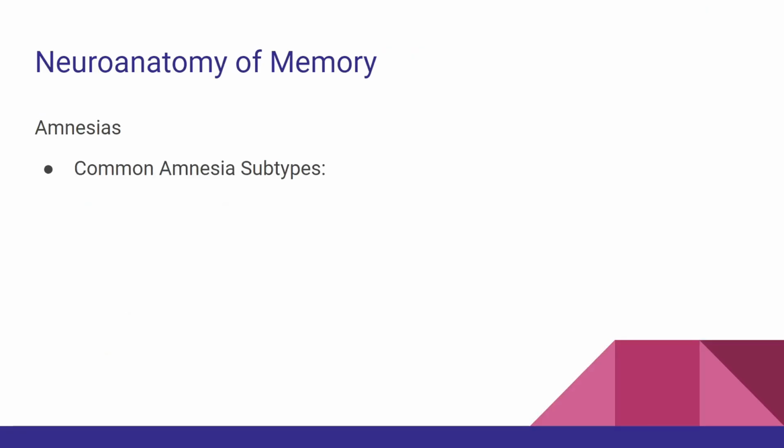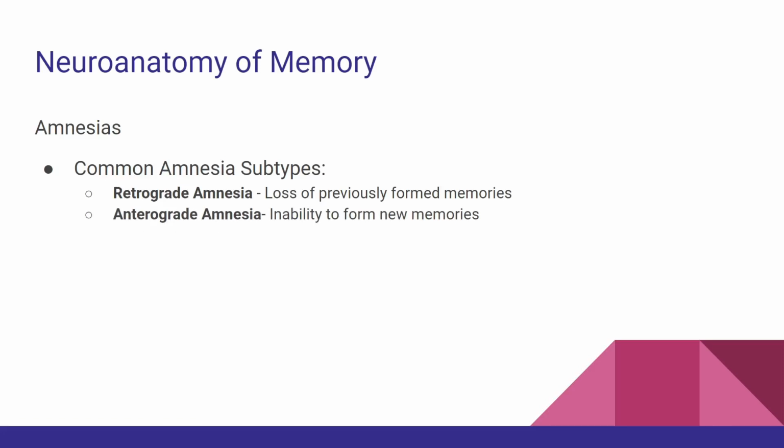Some of the common amnesia subtypes include retrograde amnesia, which is losing previously formed memories; anterograde amnesia, which is the inability to form new memories like HM; and post-traumatic amnesia, which is amnesia following a head injury, which is usually considered to be temporally graded, which means that information closer to the time of the head injury is harder to remember than information further away from the time of the head injury.